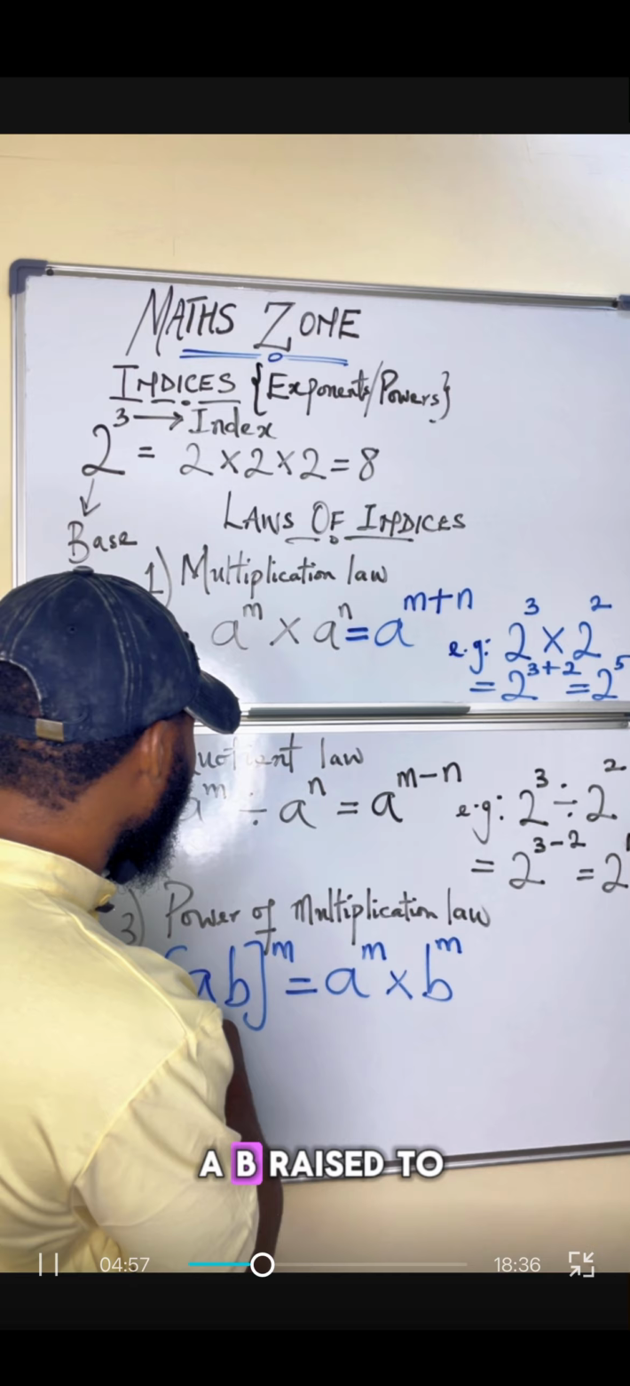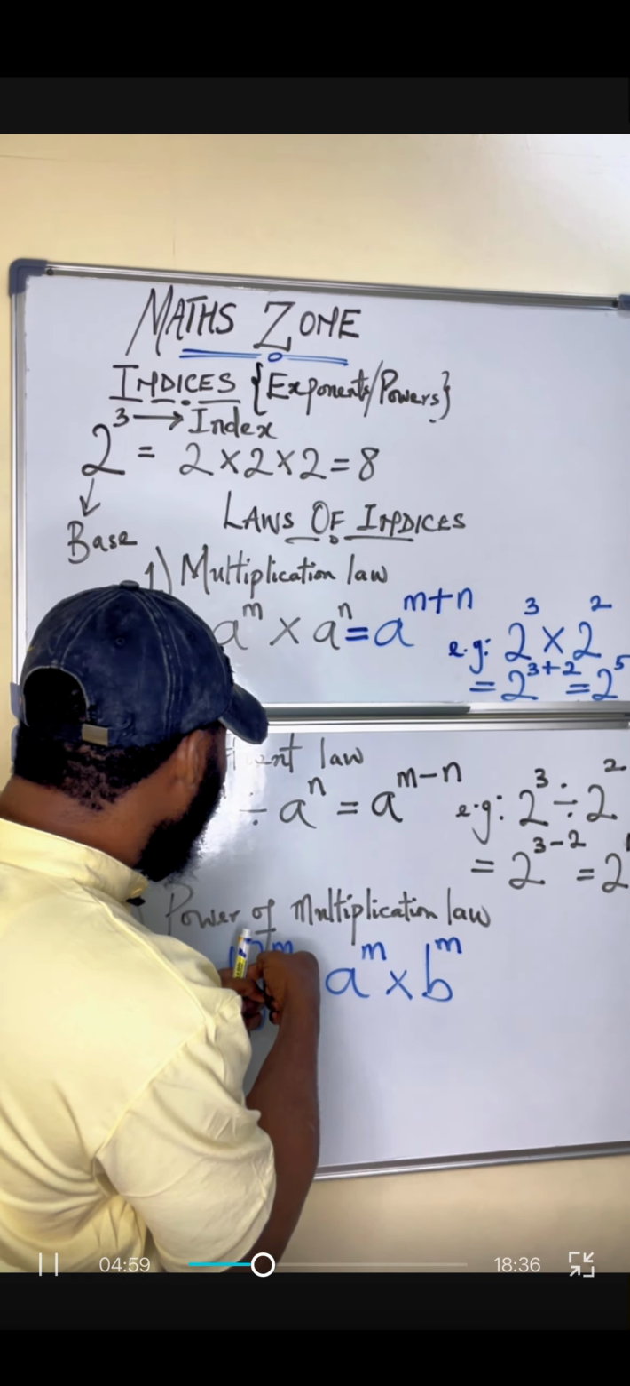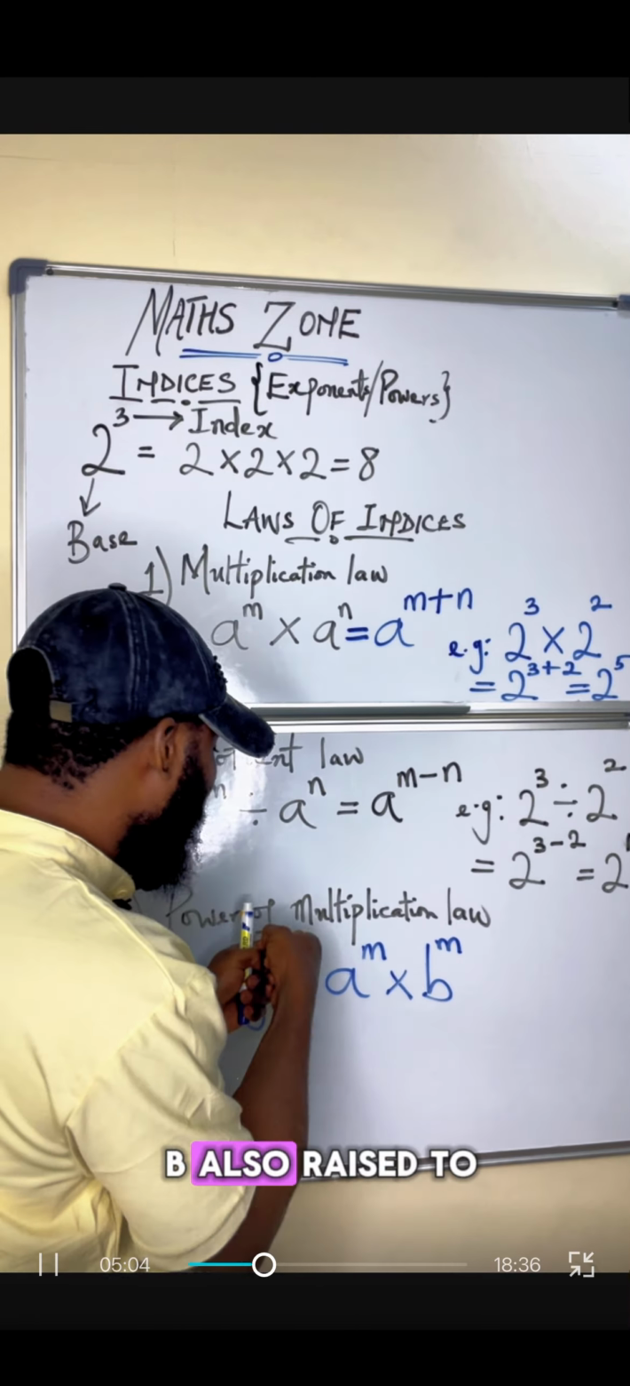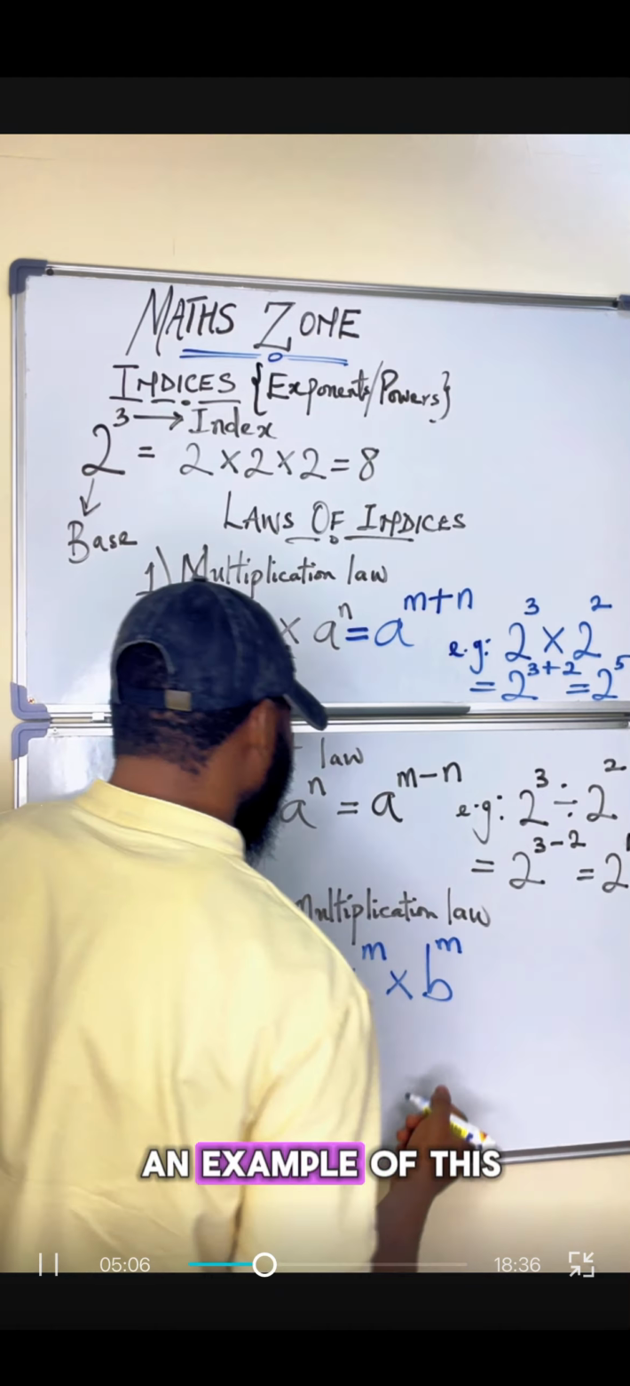So when you have ab raised to the power of n, it means that the a will be raised to that power, then multiplied by the b, also raised to that power. Let me give you an example of this.